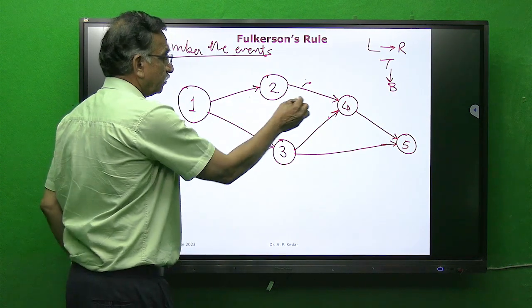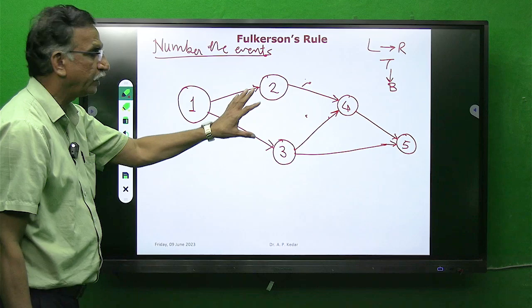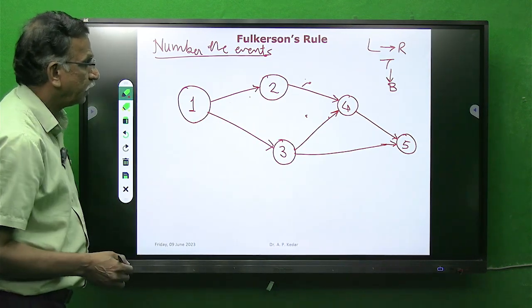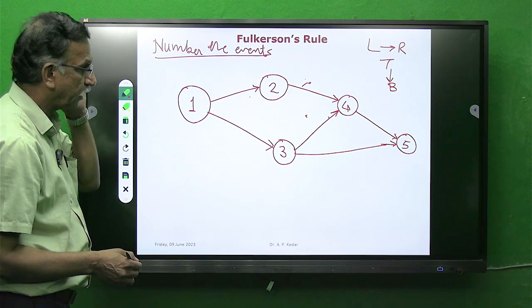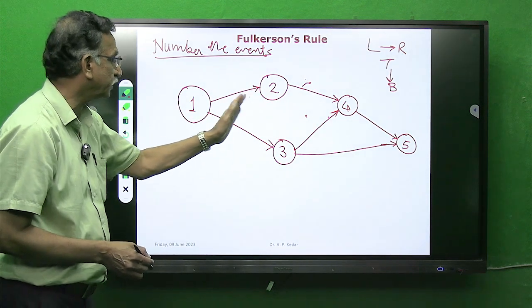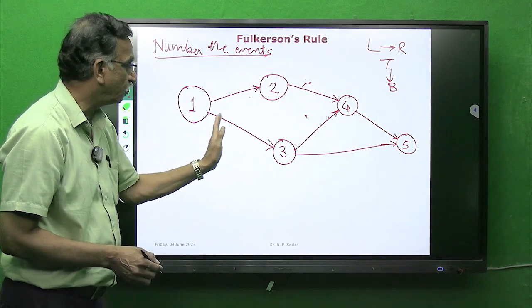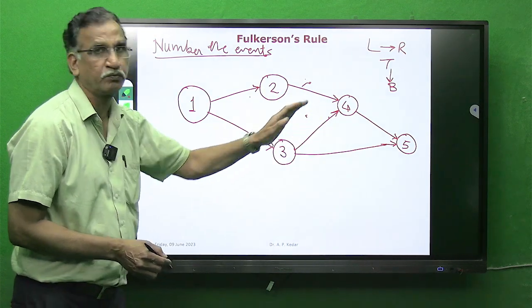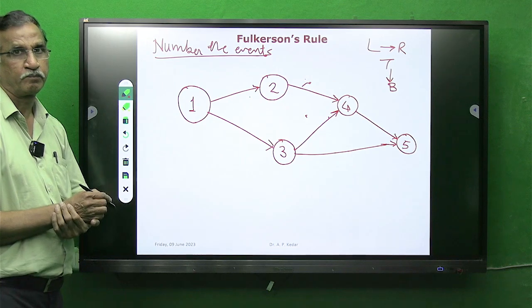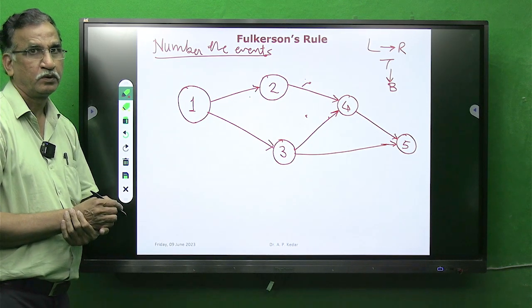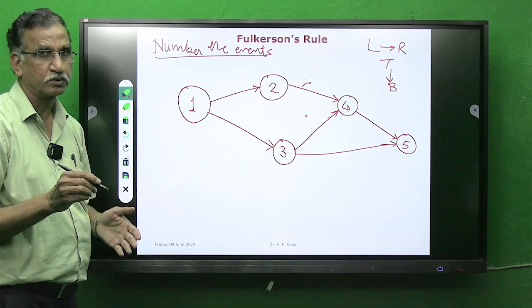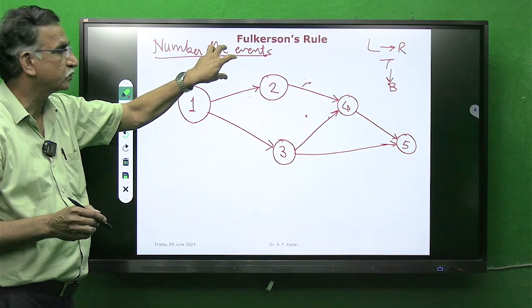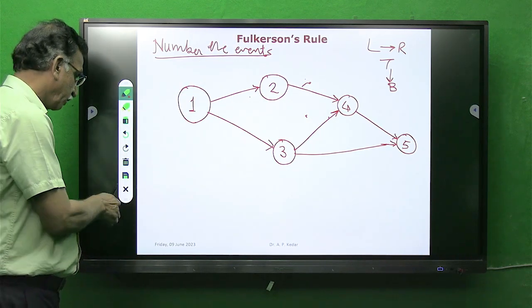So now this particular event is numbered, and I can write the activities of this particular project as 1-2, 1-3, 2-4, 3-4, 4-5 and 3-5, like that. So this is something to mention what the Fulkerson's rule states. Now let's move ahead.